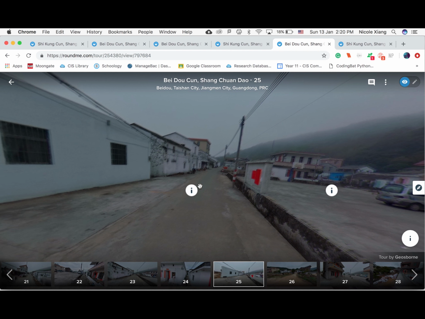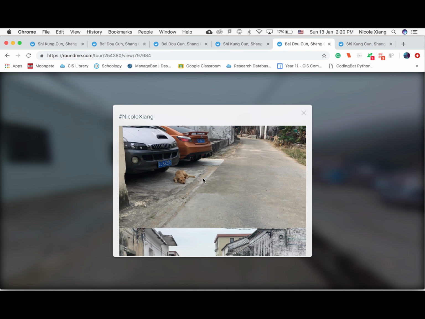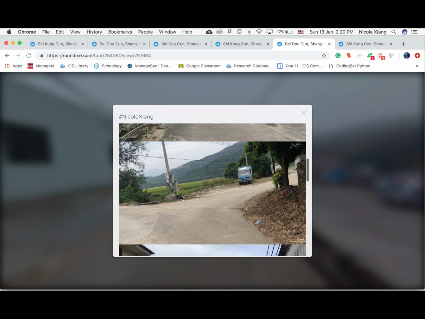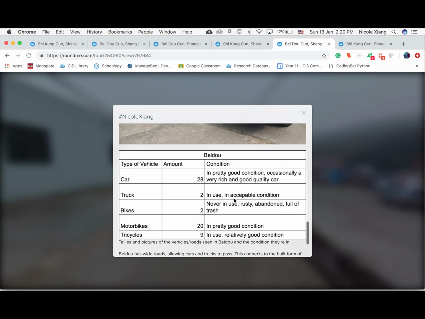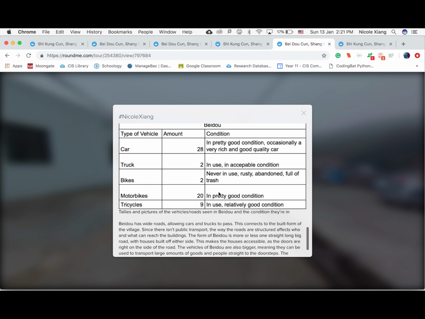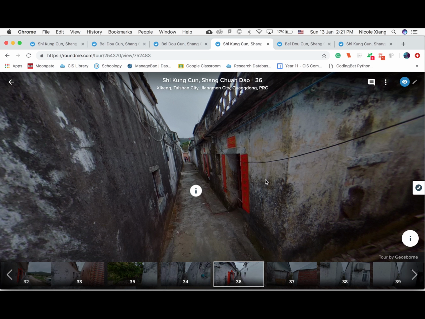So this is the road in Beidou. And you can see from these pictures that there is evidence of both cars and trucks in the villages on these roads that are quite well paved, and the vehicles are also in better condition. This is important because it connects to the built form. Since there isn't public transport in either village, the road structure affects who and what can reach the buildings of the village. We can see that the small roads of Xikeng make the village look like a grid.